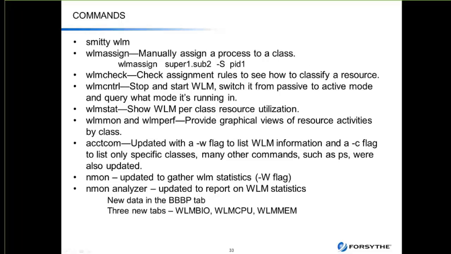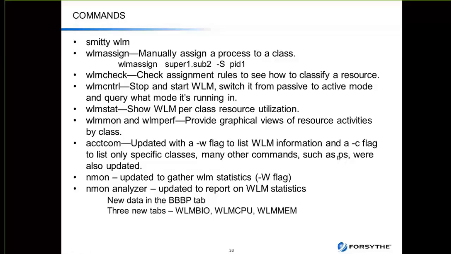You can use wlmcheck, and wlmcntrl basically to stop, start, switch from passive to active or back, and to query it. And wlmstat is how you get your utilization. There is a GUI-based one, wlmmon and wlmperf, that you can use to look at graphical views. And if you have accounting turned on, you can run the acctcom command to actually list information. And then a whole bunch of commands like ps, etc. have new flags on them.